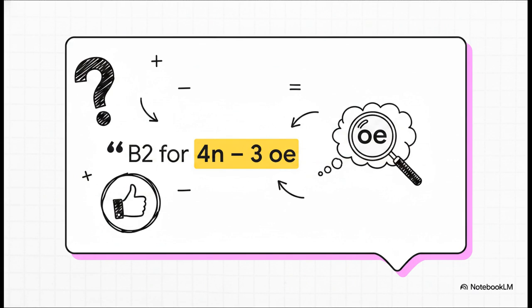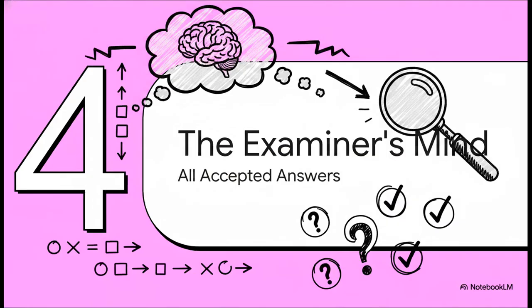And if we go back to our examiner's playbook, the mark scheme, what does it say? B2 for 4n minus 3 OE. That B2 means 2 marks to full score. But what on earth does that little OE mean? This next bit is so important for understanding how you're graded. Let's get inside the examiner's mind and see what other answers they would have given full marks for.